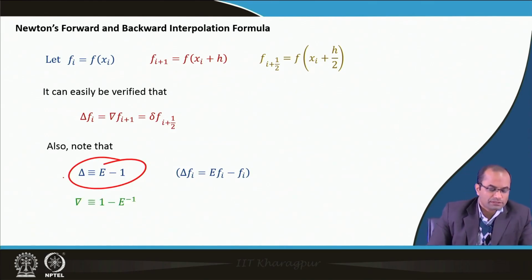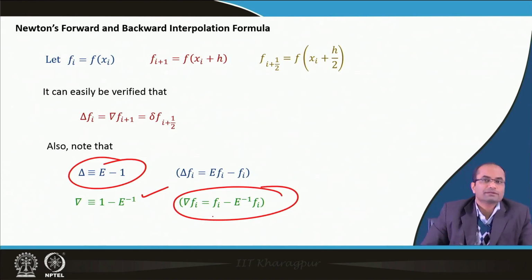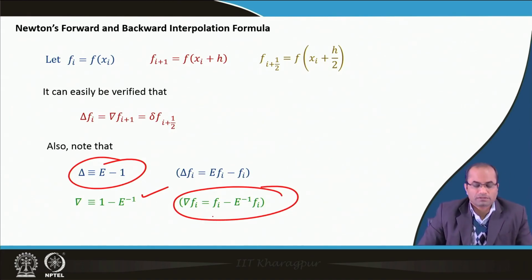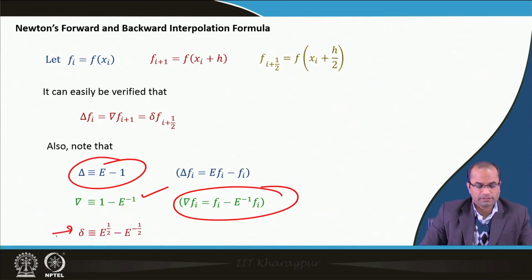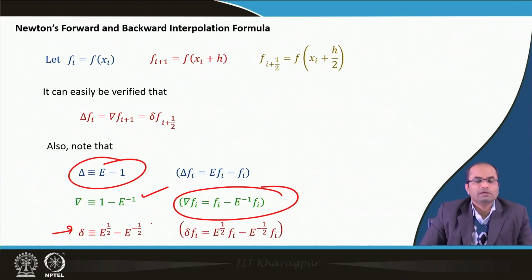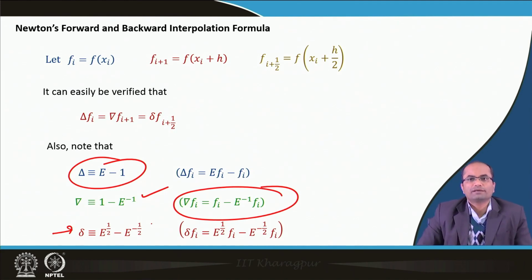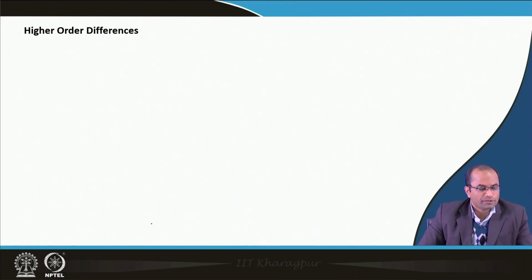Similarly, for the other relations, the backward delta is 1 minus E inverse, and similarly we can prove this by just operating the two operators on f_i, and the result will be the same. Also, we have the relation that the central delta is E to the power half minus E to the power minus half. Again, one can see when we operate these two operators on f_i, we will receive the same value at the end. Having these relations, we can now move further.